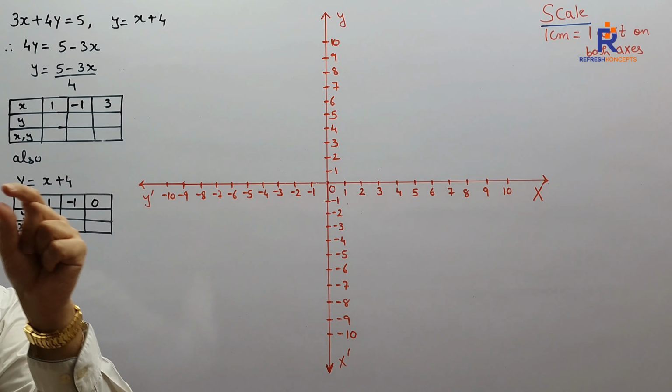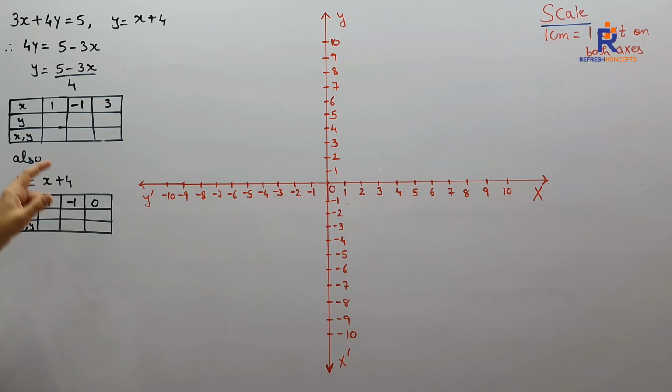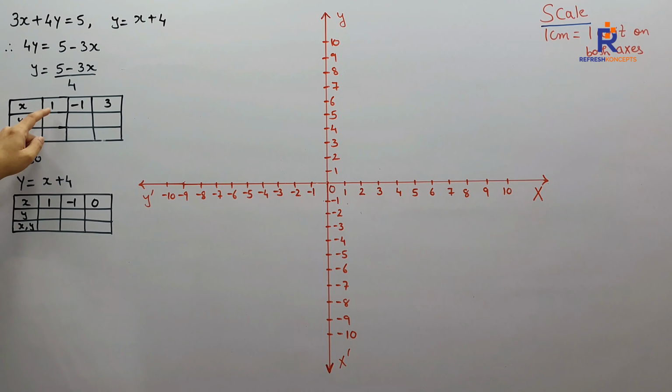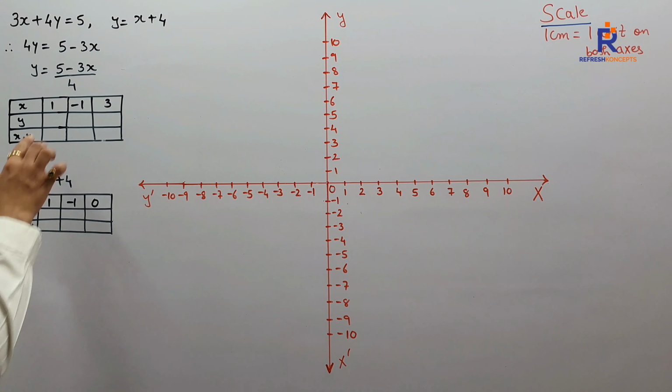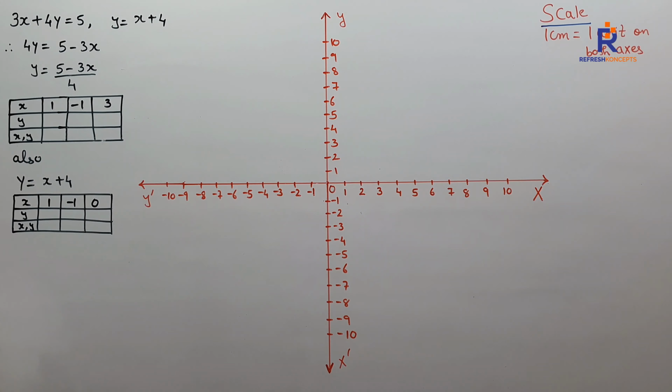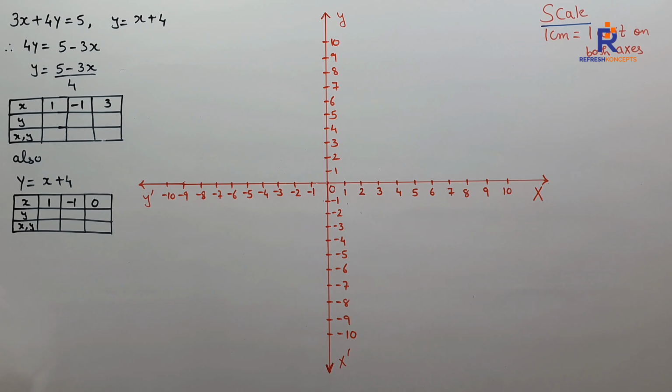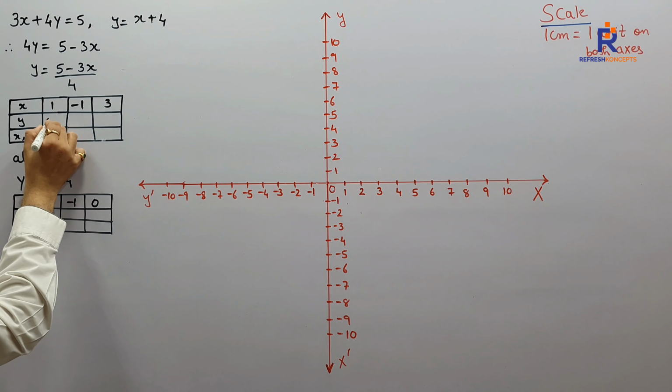1 means one of the values: 1, minus 1, 0. So I've written down 1, minus 1 and 3. I shall give you the explanation for everything in detail. So let's check the first one. If I take the value of x as 1, 5 minus 3 into 1, 3. So 5 minus 3 is 2. 2 by 4, 2 by 4 is 1 by 2. 1 by 2 is nothing but 0.5.